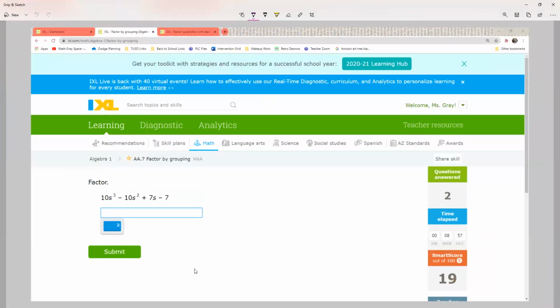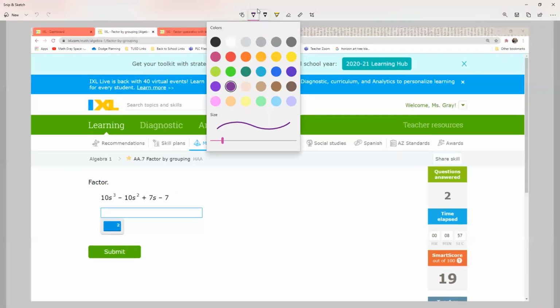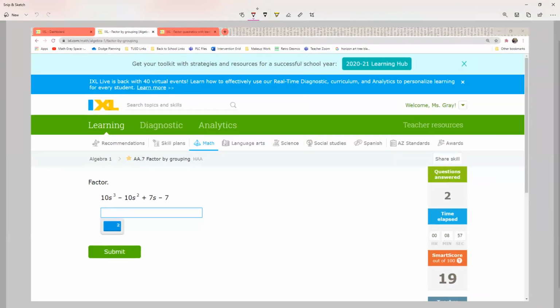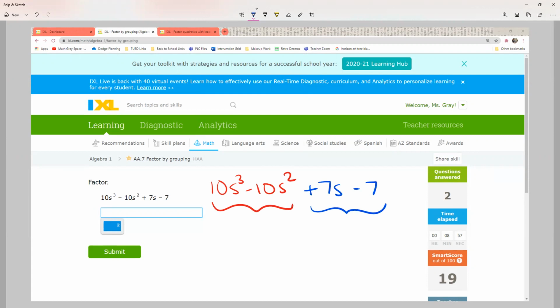Okay, so for this one, I'm going to look at 10s to the third minus 10s squared as one group. And I'm going to look at positive 7s minus 7 as my second group. So for this, I definitely have 10 that I can take out of both, and s squared, it looks like. So this is going to leave behind 1s, just 1s, right? And then I take out all of that, so it leaves behind a 1.